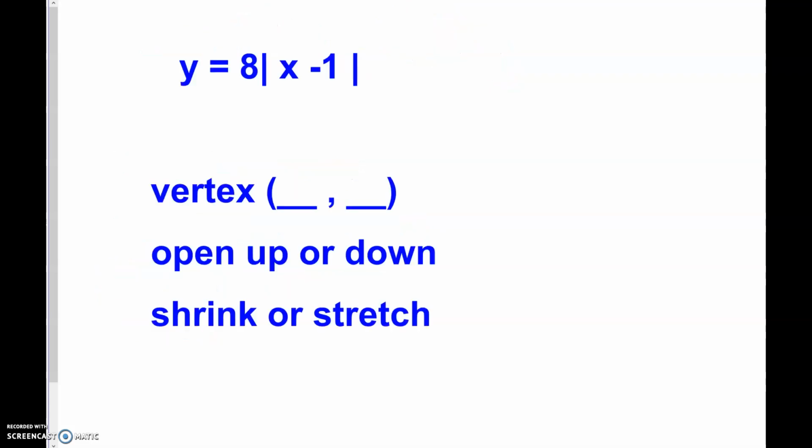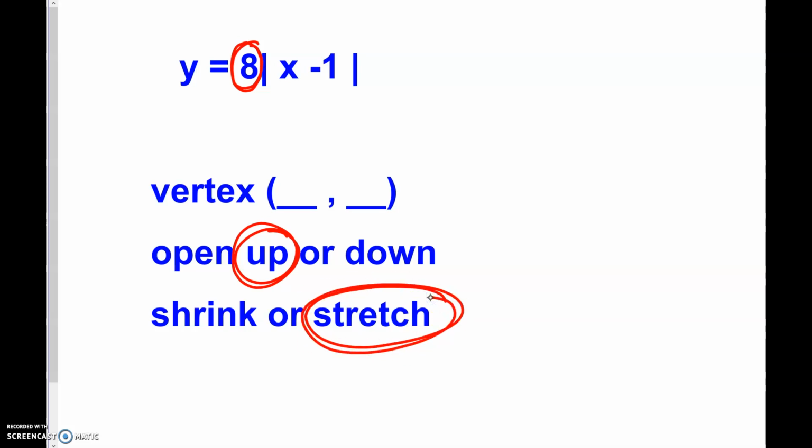All right, another one like that. So finding the vertex, open or down, and shrink or stretch. Again, I'm going to do the open down part first because that open down part is looking at this number right here, this 8. Because that 8 is positive, this thing's going to open up. Now that's an 8, so anytime it's bigger than 1, what they're doing is they're stretching it out. So if it's bigger than 1.